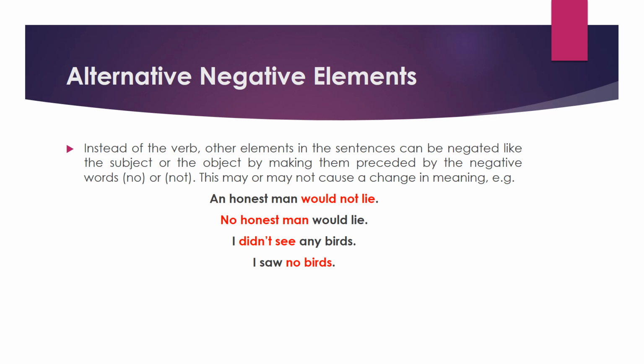For example, when we say an honest man would not lie and no honest man would lie, these two sentences are negated in two different ways. In the first sentence, when we say an honest man would not lie, we are negating the verb. In the second sentence, when we say no honest man would lie, we are negating the subject by making the subject preceded by the adverb of negation no, while you see the verb is positive. So when we check the meaning of these two sentences, we see that there is no difference between them. Both of them express the same fact.